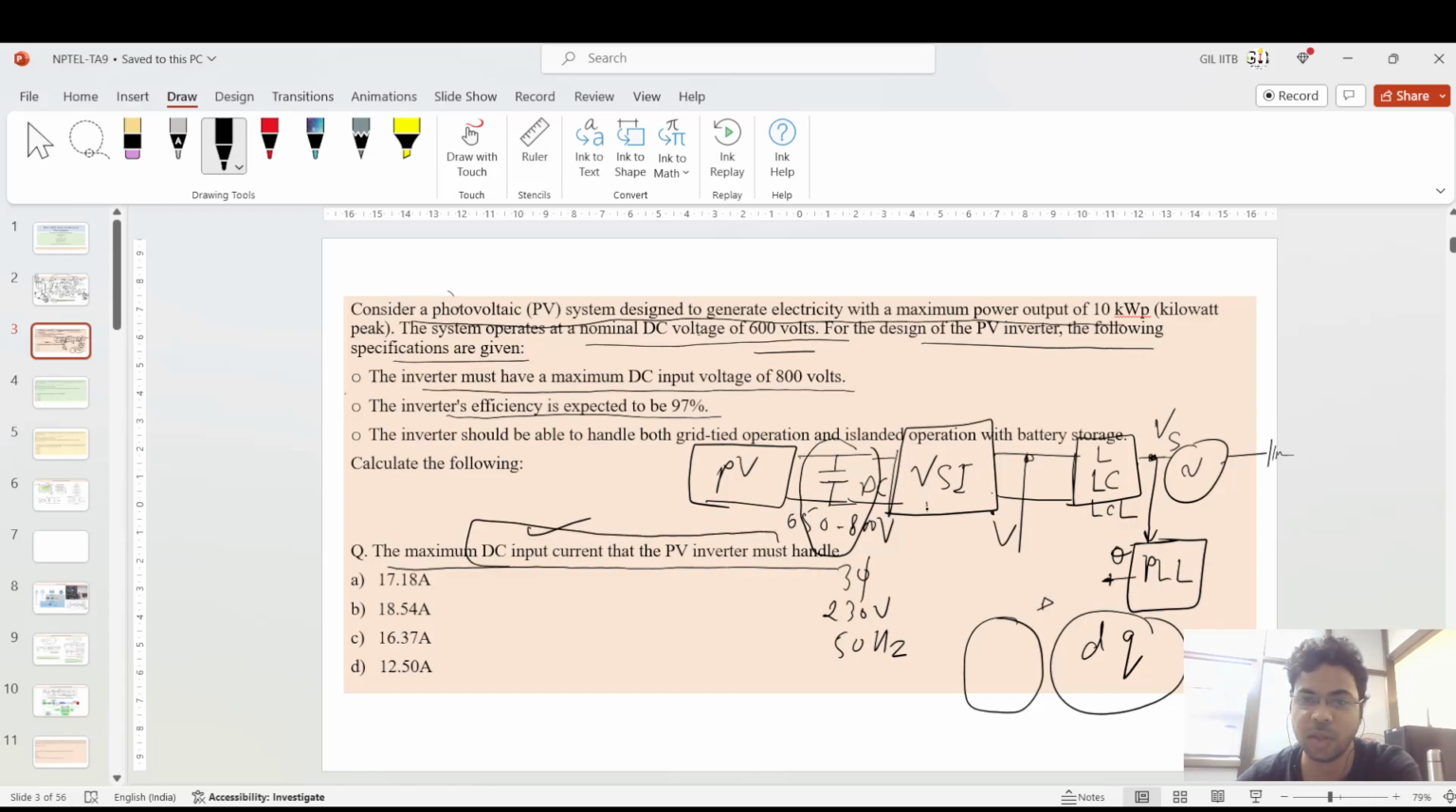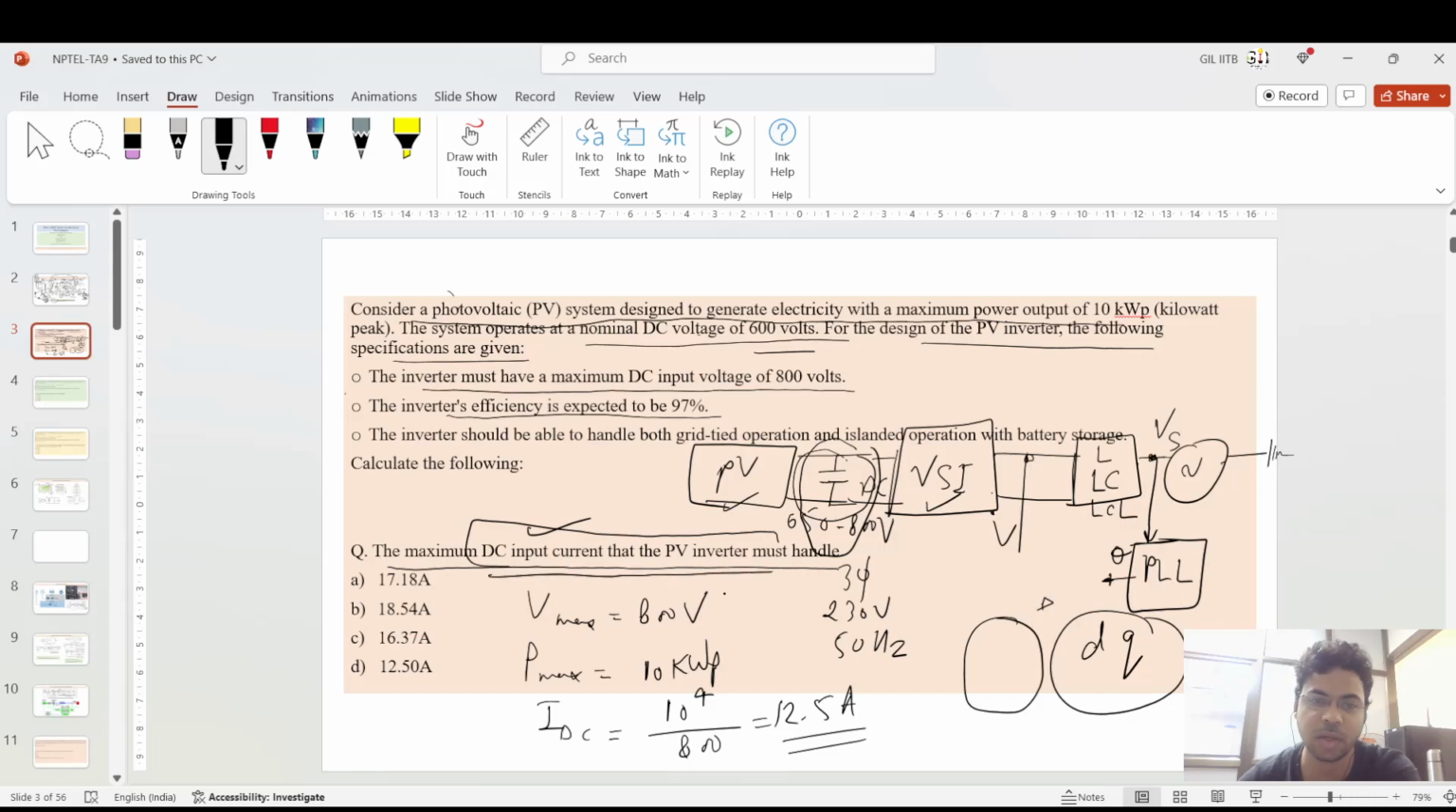So what I'm asking in this question is the maximum DC input current that the PV inverter must handle. Between the voltage source inverter and the PV, you have a DC bus bar. The maximum voltage which can be applied is 800 volt, and the maximum power generated from this PV terminal is 10 kilowatt peak. So what will be the maximum DC current it can inject into the inverter? That is I_DC equal to 10 to the power 4 divided by 800, which comes out to be 12.5 amps. Okay, that is a simple question.